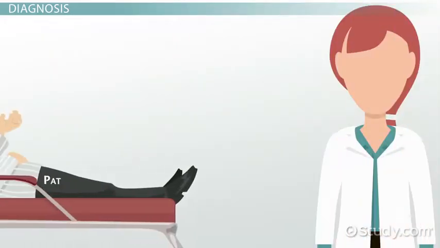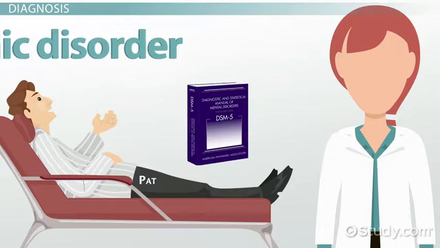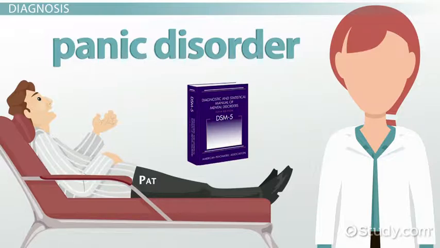Clearly, Pat is worried about his panic attacks, but he's also engaging in significant maladaptive behavior by withdrawing from his friends and family and avoiding the news and other television programs. Thus, you diagnose Pat as having panic disorder. You write this in his patient chart and have successfully used the DSM to make a diagnosis.